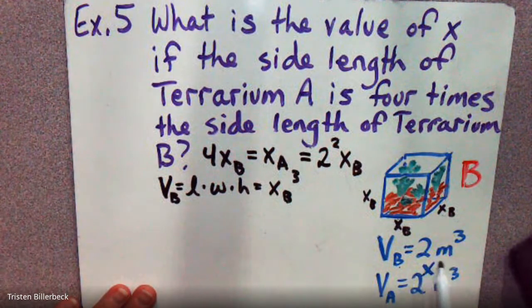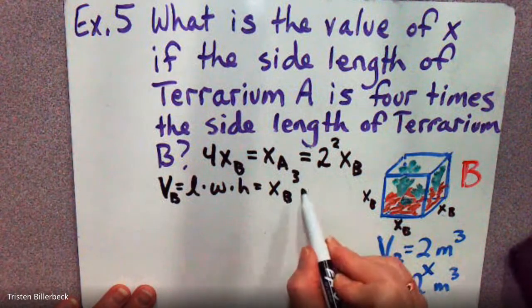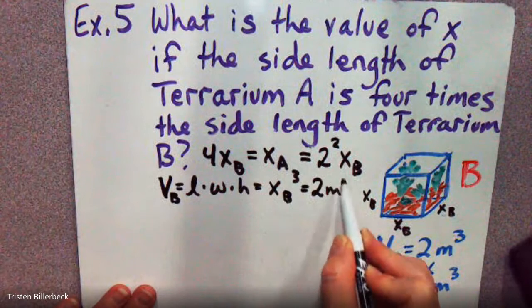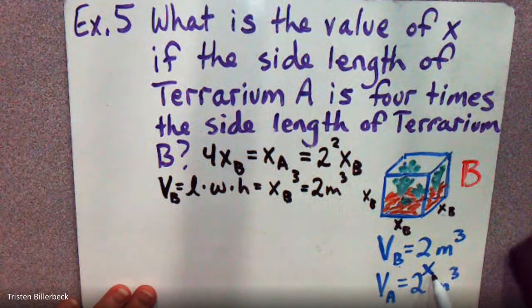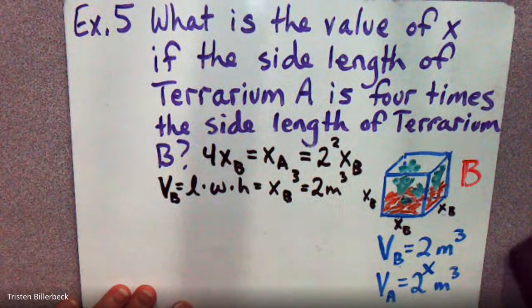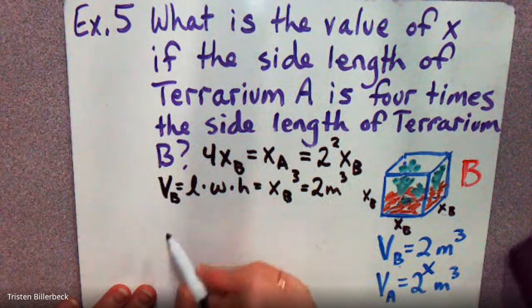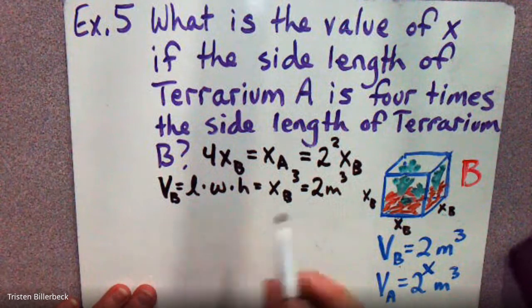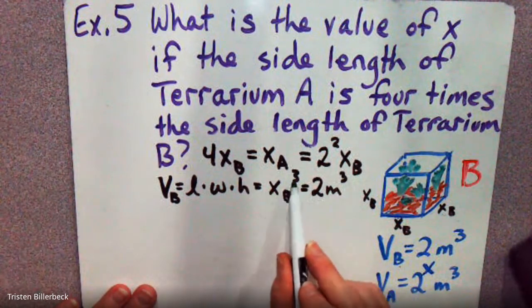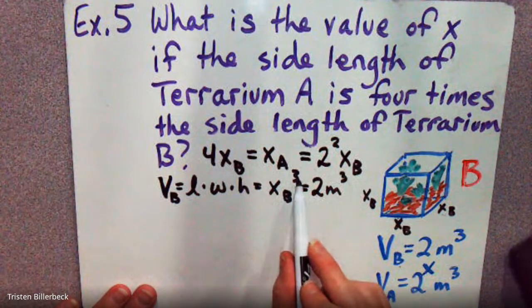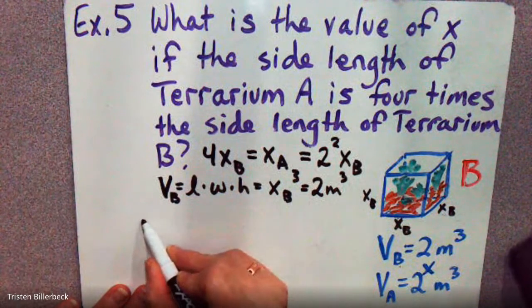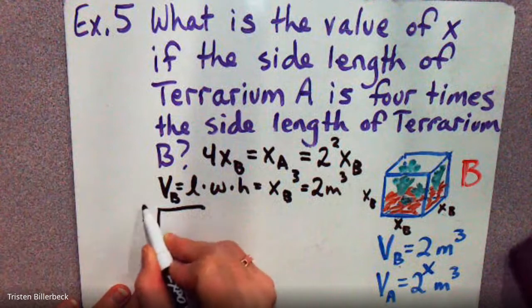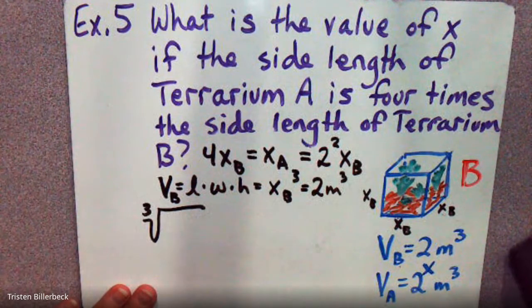So we know that volume B happens to be 2 meters cubed. So now we can find x^b, and when we find x^b, we should be able to figure out what this exponent is on this volume for volume A. All right, so we see that we have a cube root here, and we don't have a cube root. We have an exponent of 3. So we do need a cube root to get rid of that exponent. So we're going to take this and do that.